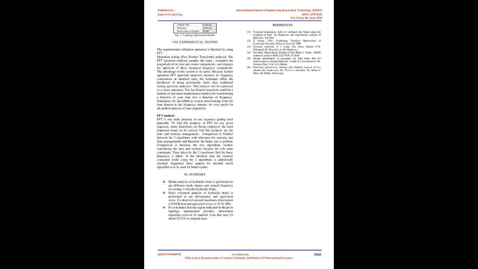The fast Fourier transform is a mathematical method for transforming a function of time into a function of frequency. Sometimes it is described as transforming from the time domain to the frequency domain. It is very useful for the analysis of time-dependent FFT analysis. FFT is one main property in any sequence commonly used. To find this property of FFT for any given sequence, many transforms are being employed. The most important issues to be noticed in finding this property are the time and memory management.